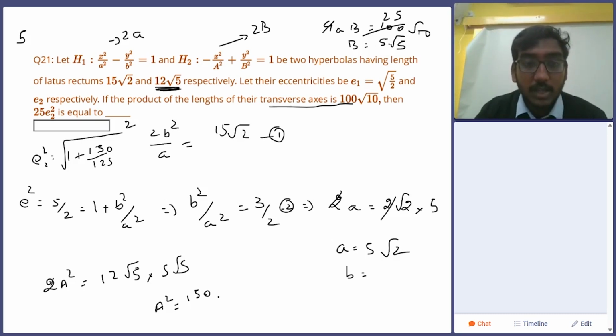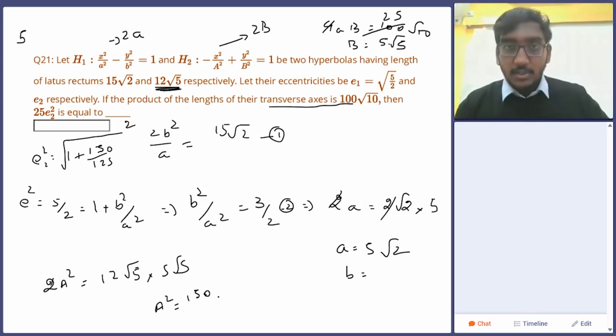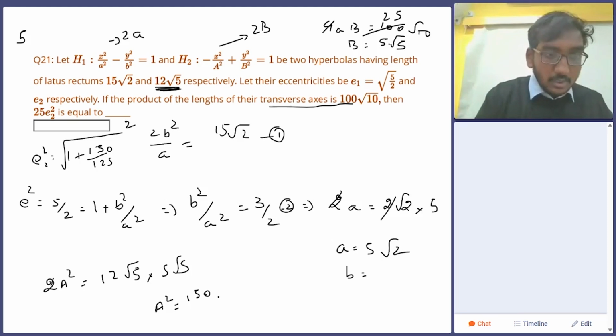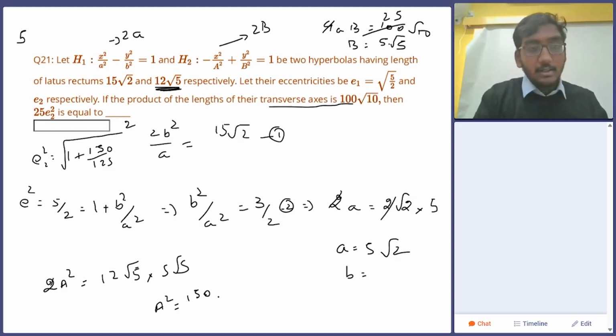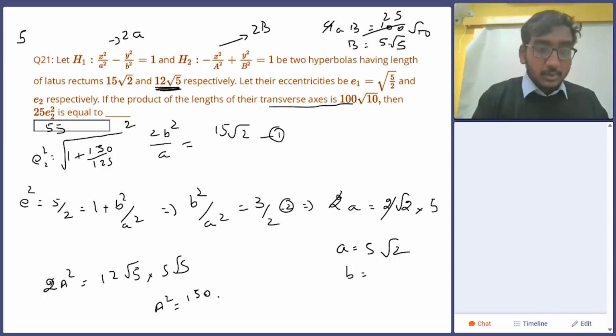The square of this, that will be the eccentricity square. And when you multiply it with 25, what will you get? It's actually 275 by 125. When you multiply it with 25, you get 275 by 5, that will be 55. So the given expression, 25 e2 square, that value is 55. Okay, yes, we will move to the next question.